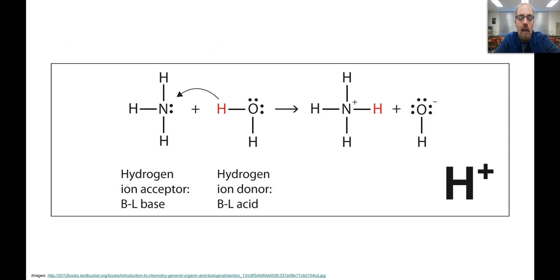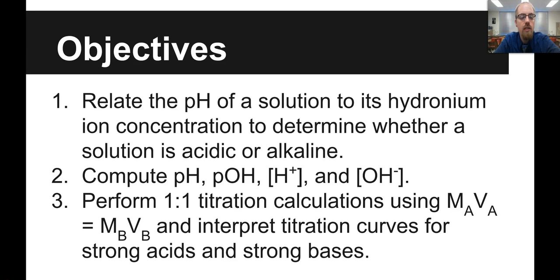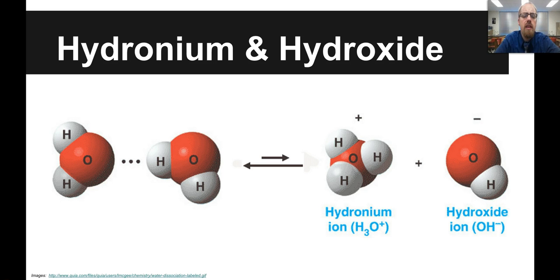But we're going to add another ion into the mix when we talk about acids and bases in the scheme of pH, and we're going to start talking about hydroxide as well. Your objectives for this lesson are to relate the pH of a solution to its hydronium ion concentration to determine whether a solution is acidic or alkaline, compute pH, pOH, hydrogen concentration, and hydroxide concentration, and perform one-to-one titration calculations using MAVA equals MBVB, and interpret titration curves for strong acids and strong bases. So let's look at what all this means.